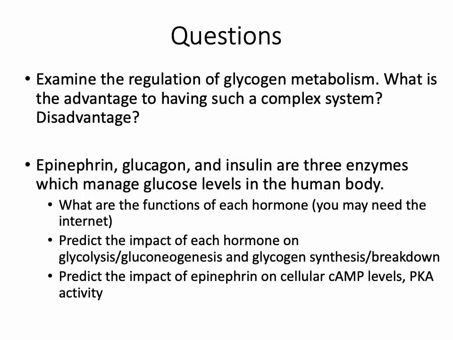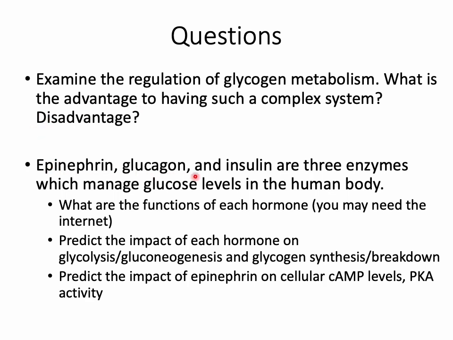Finally, we do have several questions which I would like you to take a look at. First, I'd like you to think about the regulation of glycogen metabolism and think about what the advantage is to having such a complex system with so many different allosteric regulators, hormonal regulators, kinase cascade systems, etc., working both together and both in harmony and against each other. And conversely, what is the disadvantage to having such a complex regulatory system?